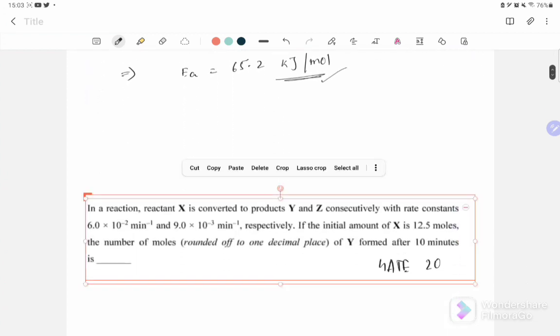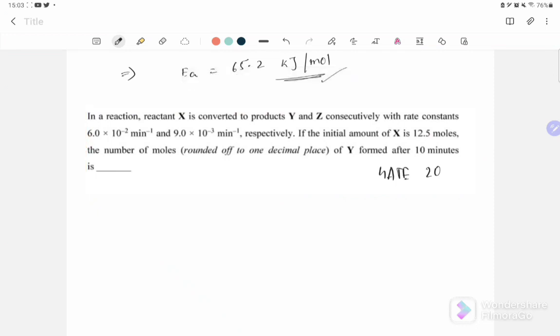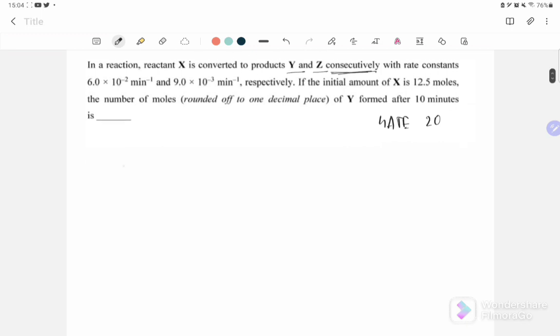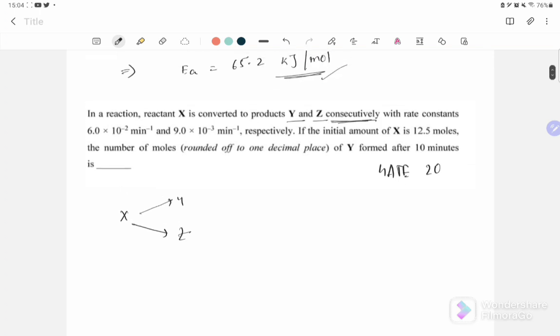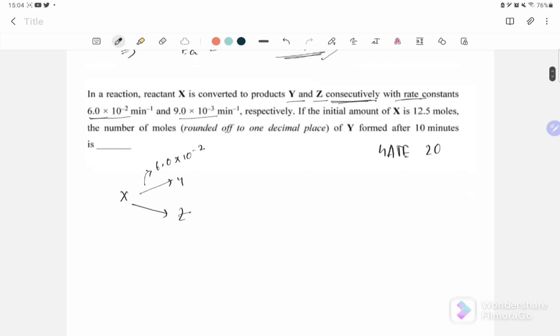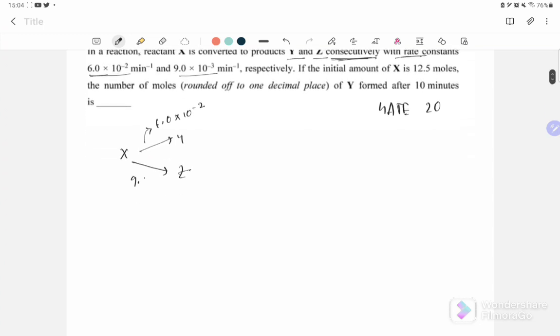Our next question came in 2020. In a reaction, X is converted to products Y and Z, meaning a parallel reaction: X to Y and X to Z, with rate constants 6.0 into 10 to the power minus 2 for the first one, and 9.0 into 10 to the power minus 3 for the second one.